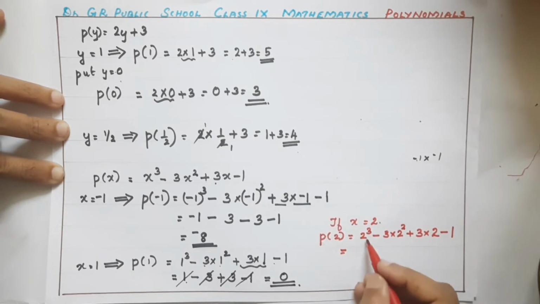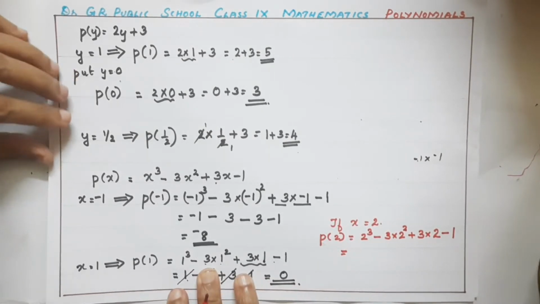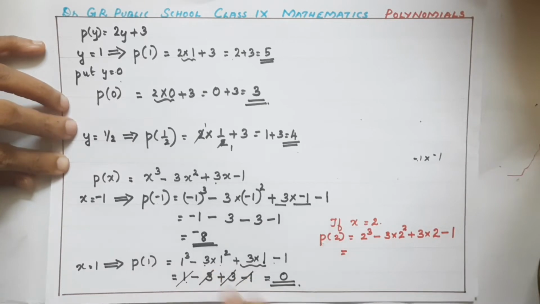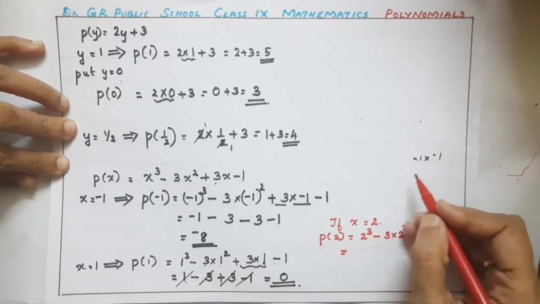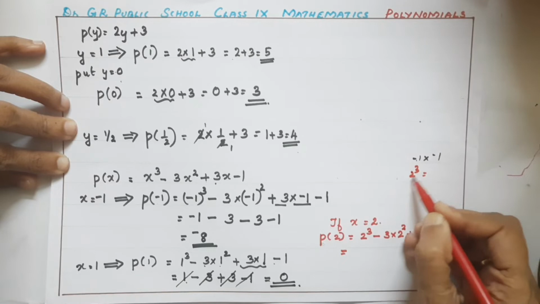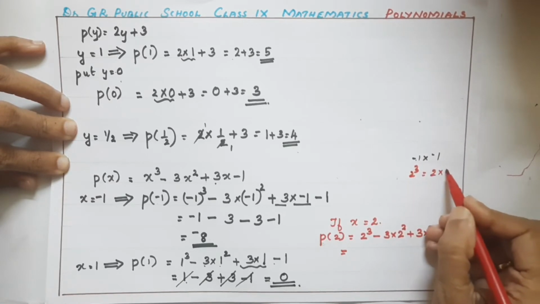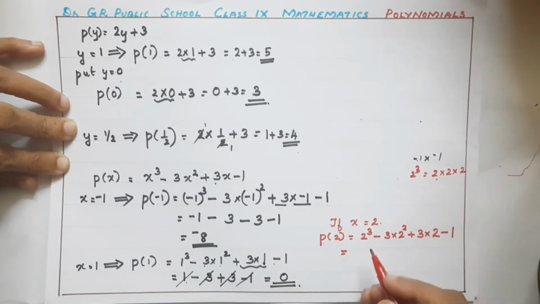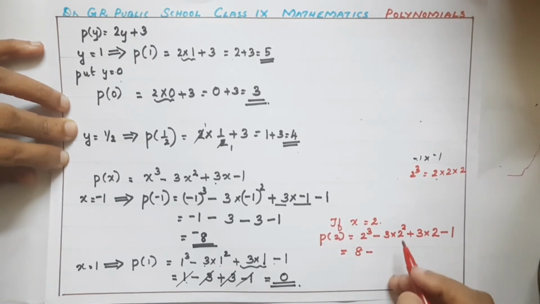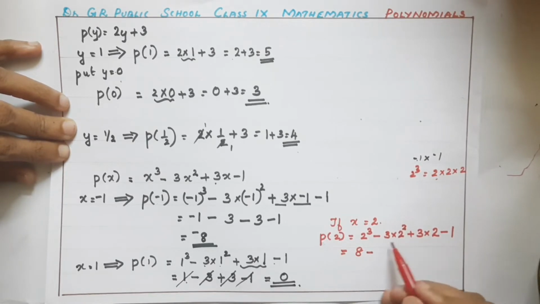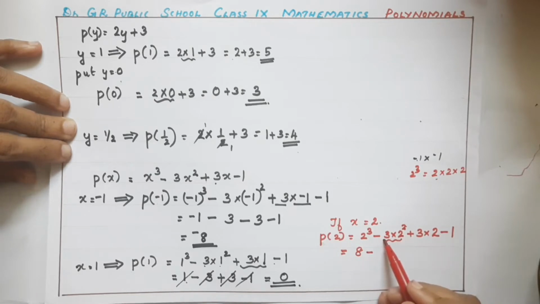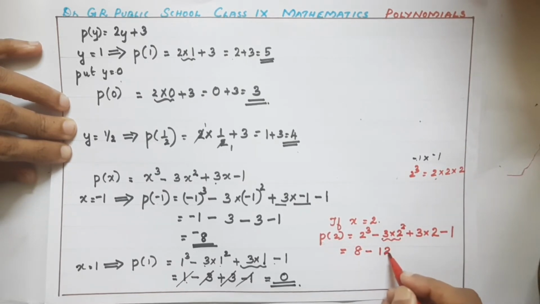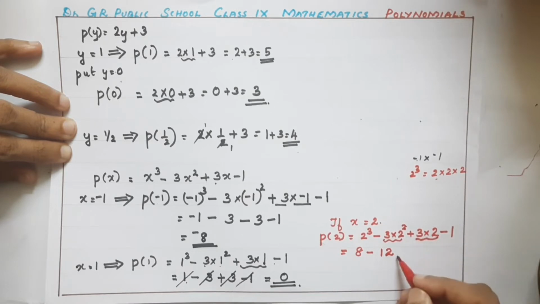equal to, what is 2 cube? 2 cube is 2 into 2 into 2. Don't make mistake. 2 cube is, it is not 2 into 3. It is 2 into 2 into 2. We have to multiply 2 3 times. So what is it? 8 minus. Then 2 square. Now we have to simplify this. 2 square is 4. 4 into 3, 12. Then plus 6 minus 1.